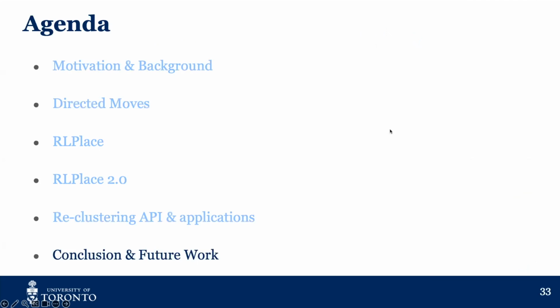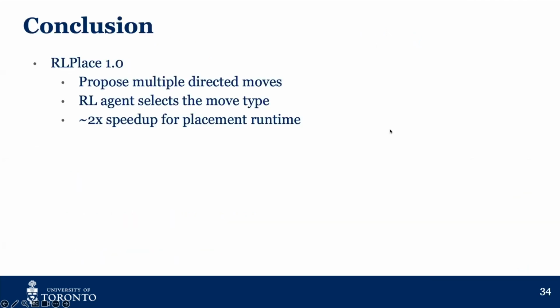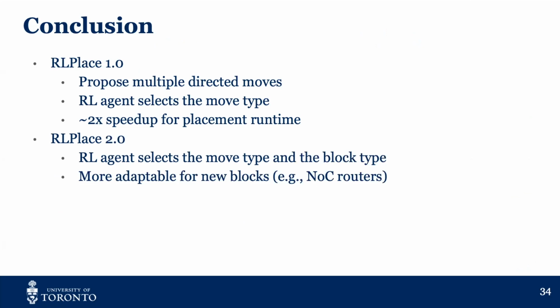So, conclusion. Throughout my PhD, we proposed RLPlace 1, where we proposed multiple directed moves and a reinforcement learning agent to intelligently select the move type. This led to a 2x speedup for placement. We further enhanced it in RLPlace 2, where we made the agent select not just the move type, but also the block type to be used.